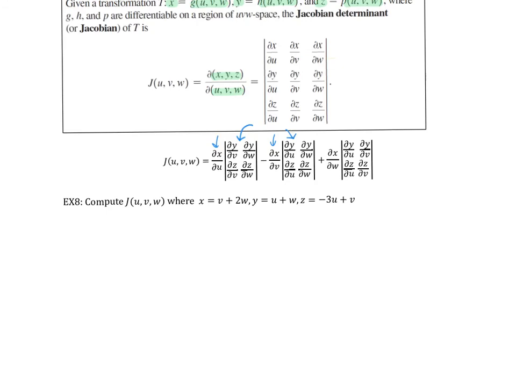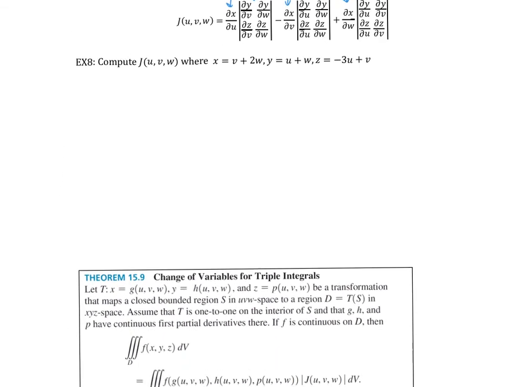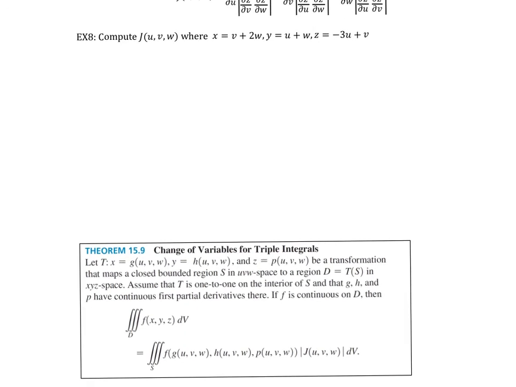So we look at our last, partial of x with respect to w. And if we were to cover row and column, what's left over would be that determinant here, partial of y with respect to u, and so on. So it's a little bit longer, but it's just computations. Example A, we're just going to compute the Jacobian. We're not going to apply this to an integral.